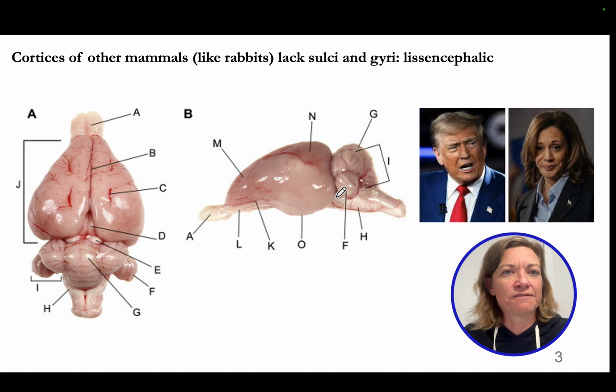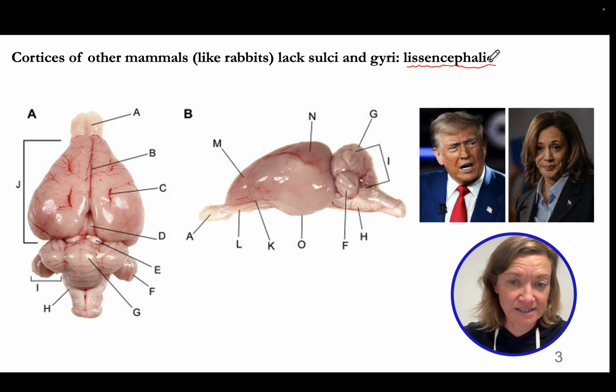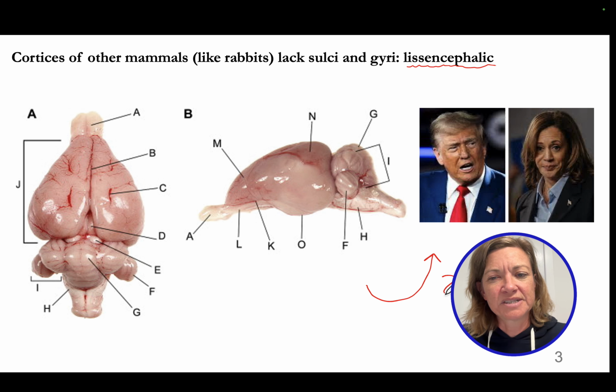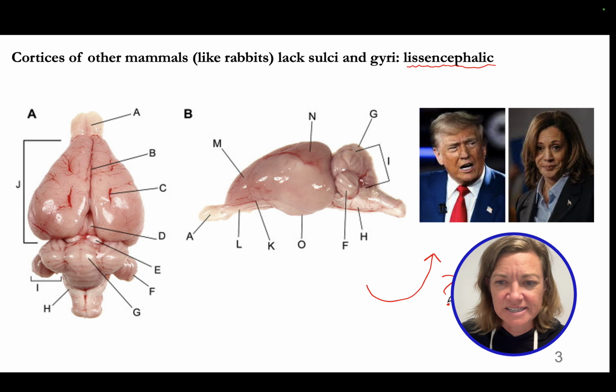Now the cortices of other mammals, like rabbits, lack sulci and gyri. And so the way we describe these smooth brains is lissencephalic, literally smooth-brained. Now the reason they have smooth brains is they have less area in their cerebral cortex for that dense collection of gray matter to exist. And I wonder sometimes if the phenomenon of lissencephaly doesn't underlie some human phenomena, not unlike the presidential debate of 2024. This brain is actually that of the domestic rabbit.